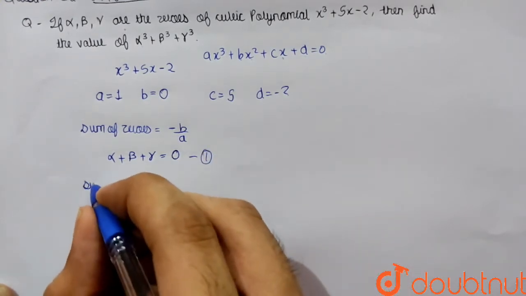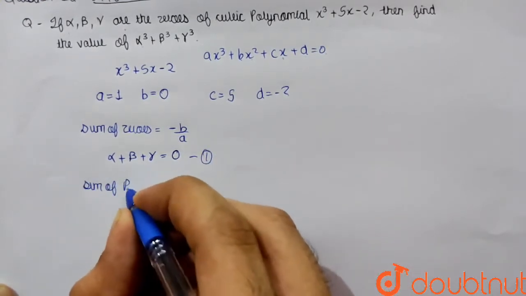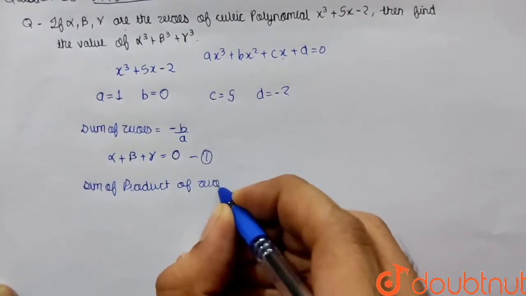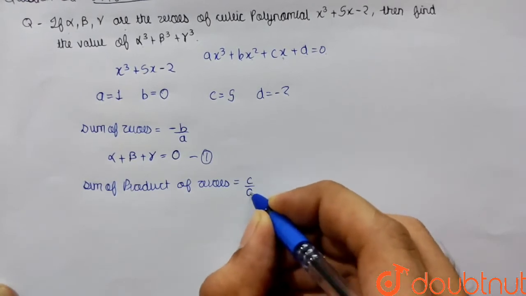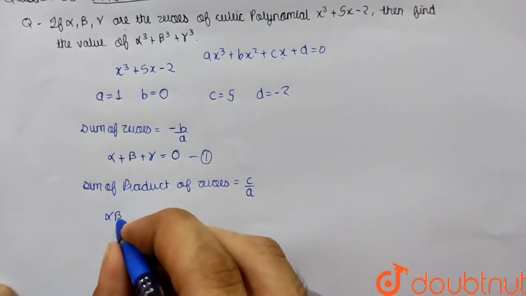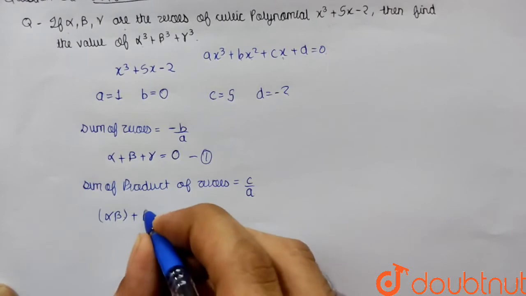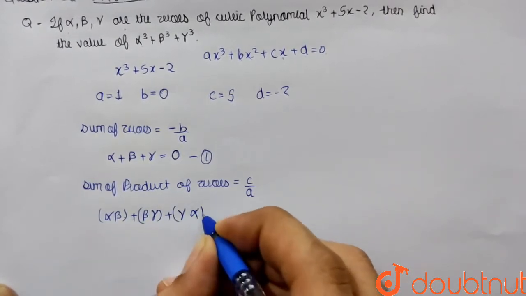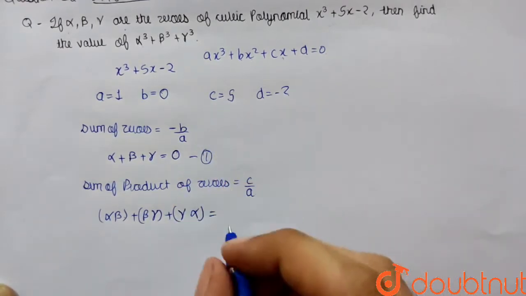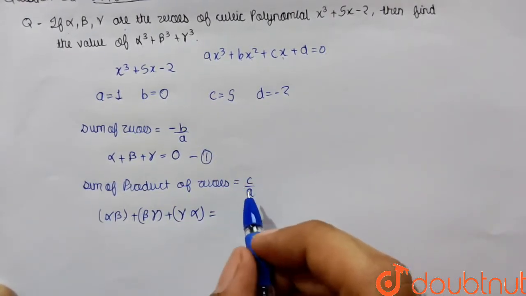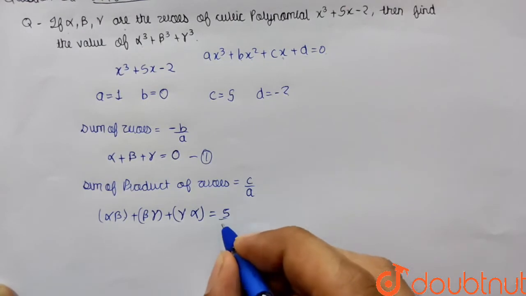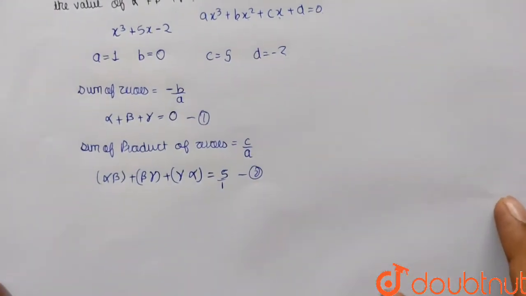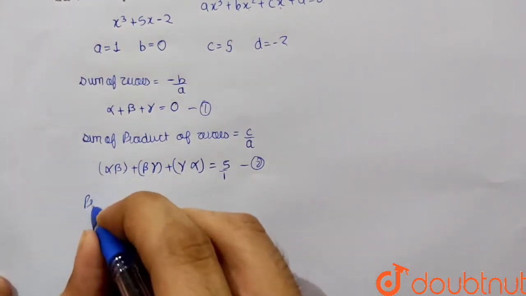Now we have the sum of product of zeros is equal to c by a, which is alpha beta plus beta gamma plus gamma alpha. We have the value of c as 5 and the value of a as 1. So this is equal to 5. This is equation 2.